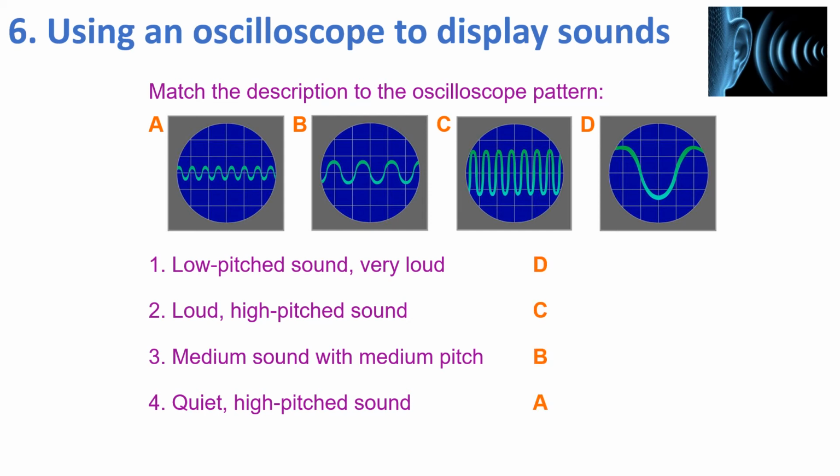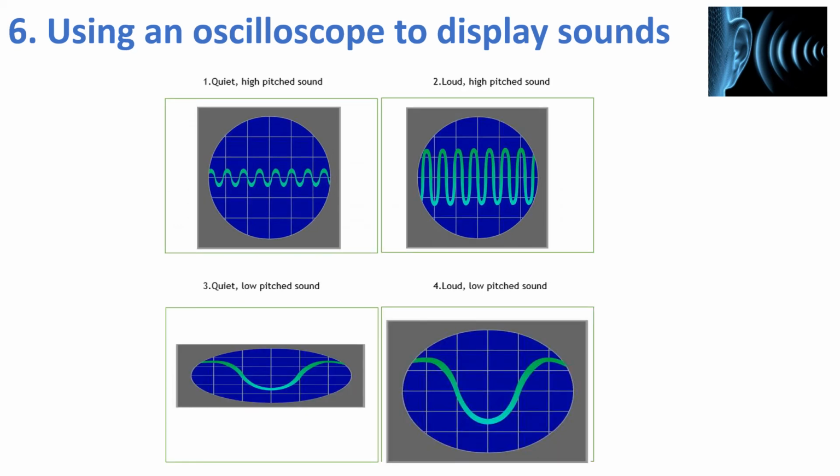And the answers are: the lowest pitch and the loudest sound is D. The loudest and highest pitch is C. Medium sound, medium pitch is B. Quiet high pitch is A. So in your booklet, you can sketch these down. The quiet high pitch sound would look like the first one and so on. Pause the video while you sketch those down.